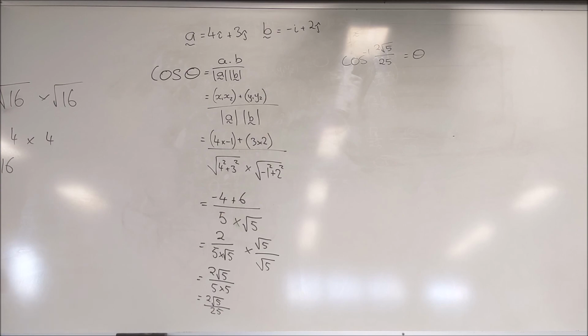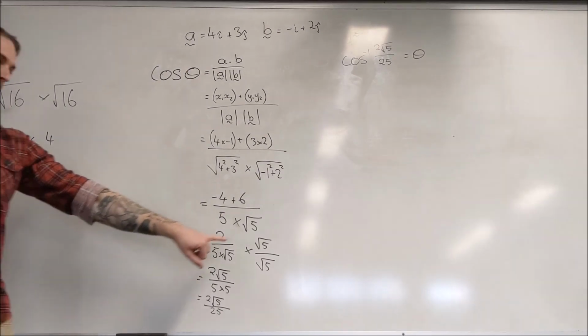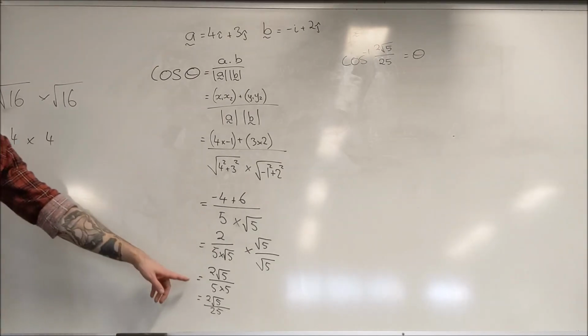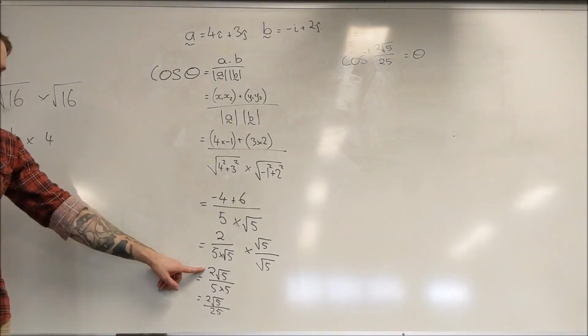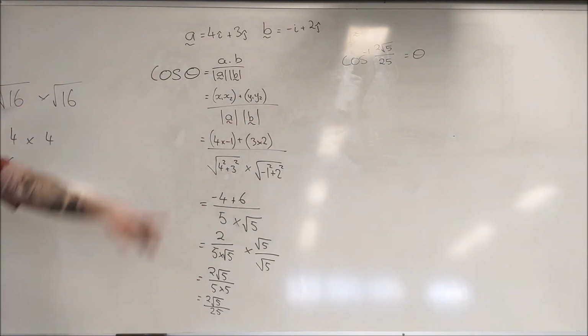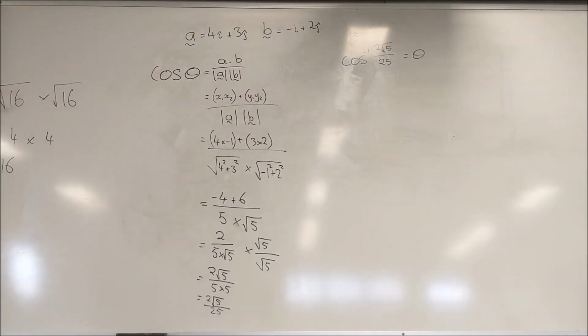And remembering that root 5 on root 5 is 1, so I haven't changed my equation. What I've done is the root 5 comes up on top, the root disappears from down the bottom, 5 times 5 gets you 25. They want that in radians, don't they?